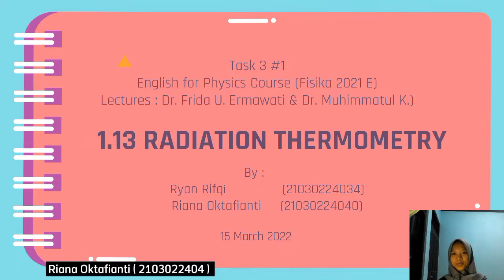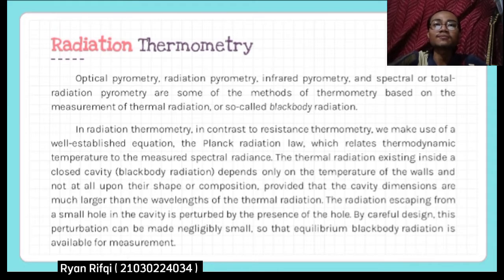Radiation Thermometry. Radiation thermometry, optical pyrometry, radiation pyrometry, infrared pyrometry, and spectral or total radiation pyrometry are some of the methods of thermometry based on the measurement of thermal radiation, also called blackbody radiation. In radiation thermometry, in contrast to resistance thermometry, we make use of a well-established equation, the Planck radiation law, which relates thermodynamic temperature to the measured spatial radiance.